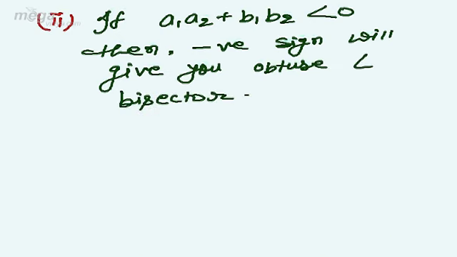So you can remember that the sign which is the same as the sign of a1 a2 plus b1 b2 will give you the obtuse angle bisector. If a1 a2 plus b1 b2 is positive, then the positive sign will give the obtuse angle bisector. If a1 a2 plus b1 b2 is negative, then the negative sign will give the obtuse angle bisector.